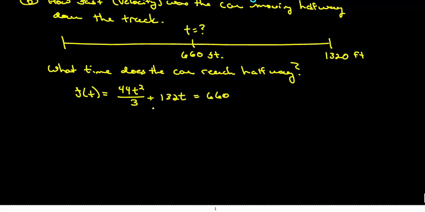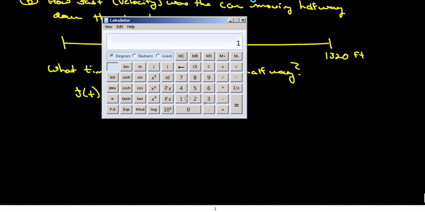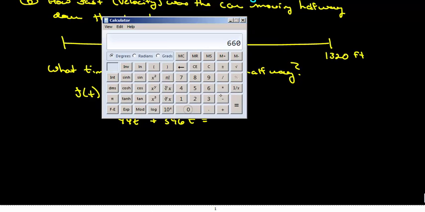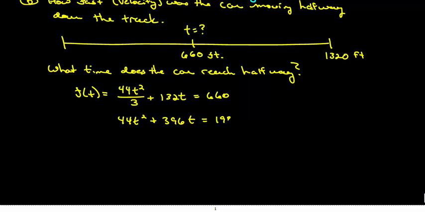So let's go ahead and do that. I'm going to multiply everything by 3 to clear the fraction. It's not a bad idea. So 132 times 3 is 396. So 44 t squared plus 396t is equal to 660 times 3, which is 1980. So this equation is the same as this equation right here.